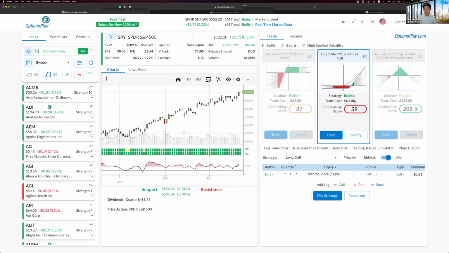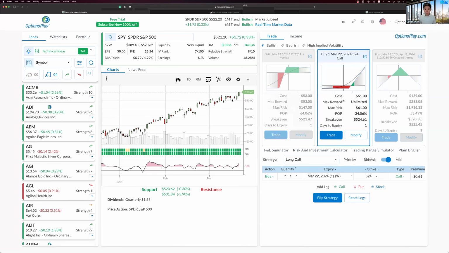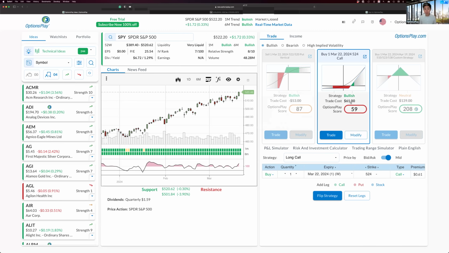Not often that does this happen, but when they do, this is really where you want to be positioned to hit home runs, right? You don't want to be collecting $53 in income per contract. You want to try to turn your $61 into $400 per contract. So you have to have your indicators set up ready to go and to identify these types of setups.